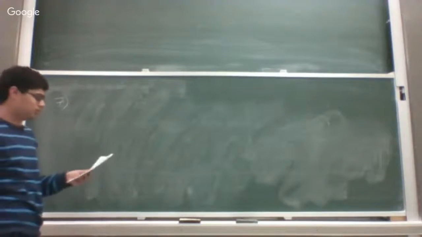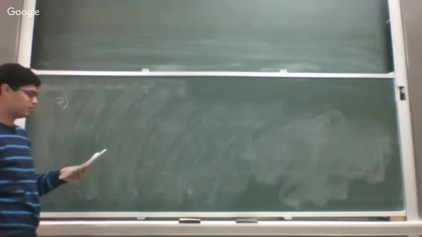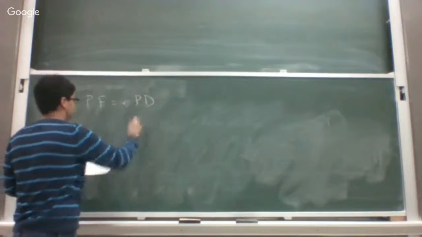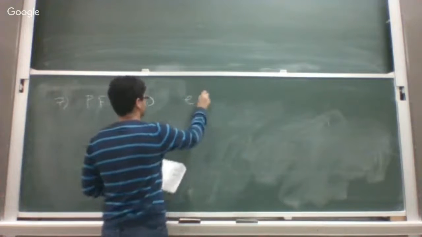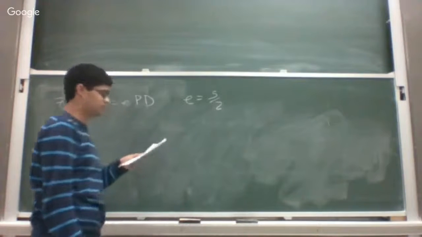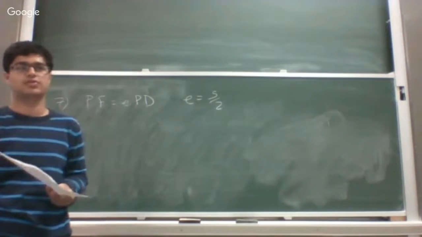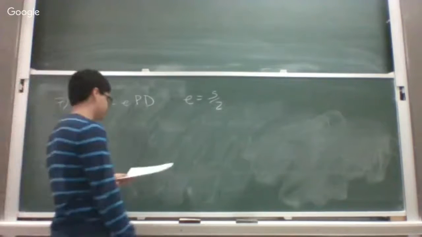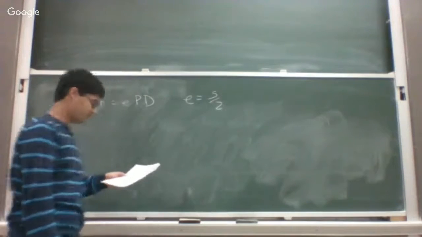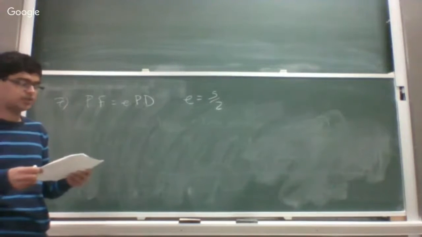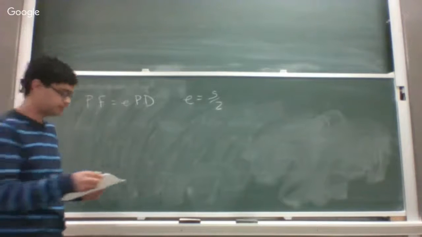For 7. Okay, 7 should be pretty simple actually. They tell you the formula PF equals E times PD. They give you that E is equal to 5 halves. What does that mean if it's 5 halves? If it's greater than 1, it's a hyperbola. It helps, like with the tables and stuff, so you should know that.